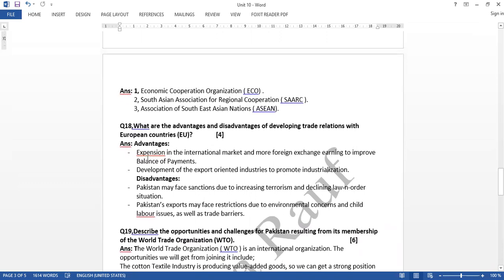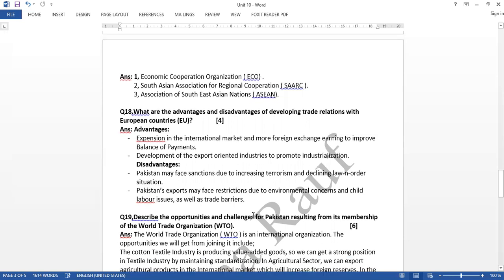Advantages are expansion in the international market and foreign exchange earning to improve balance of payment. Number 2 is development of the export-oriented industries to promote industrialization. Disadvantages are Pakistan may face sanctions due to increasing terrorism and declining law and order situation. Number 2, Pakistan's exports may face restrictions due to environmental concerns and child labor issues, as well as trade barriers.